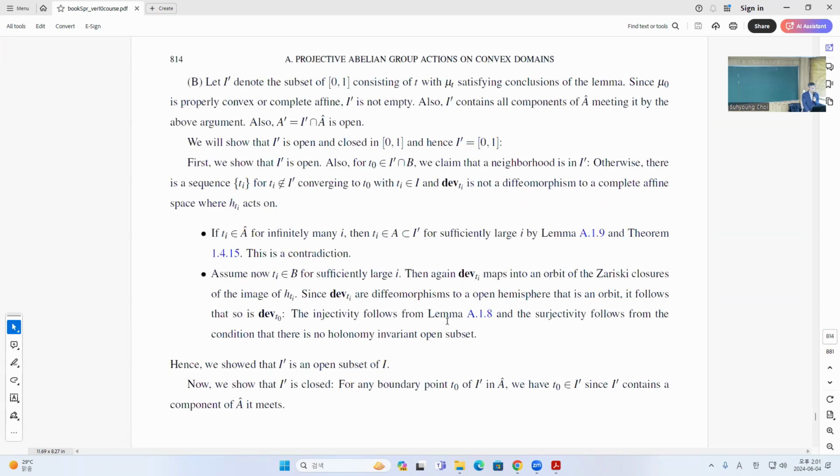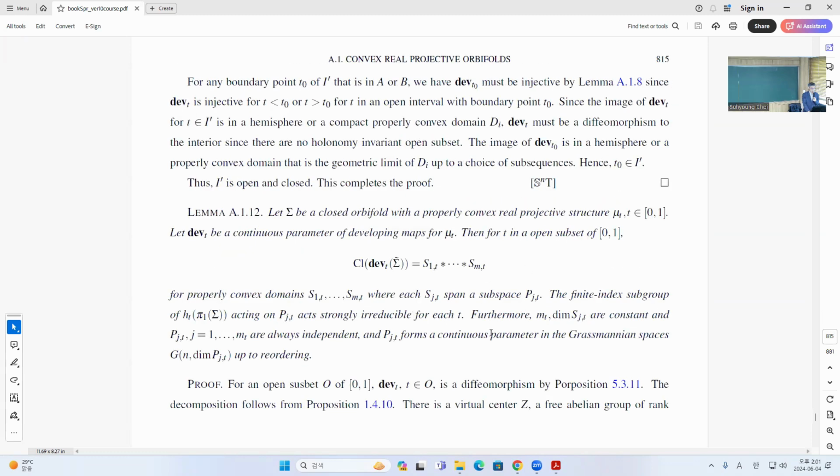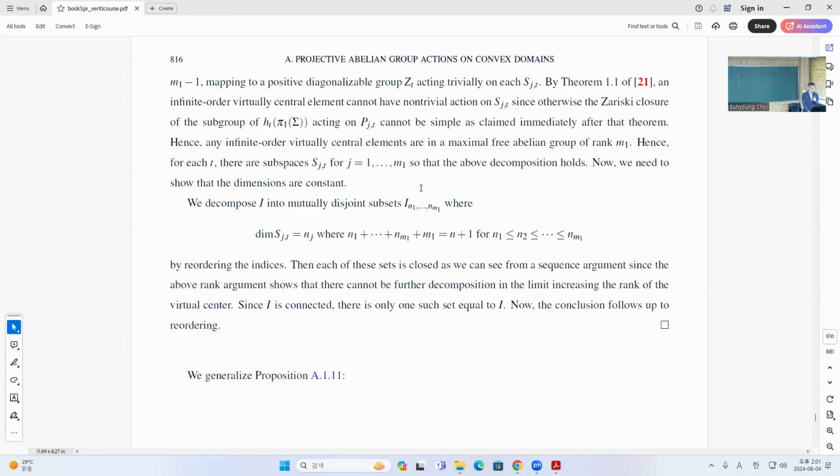Okay, and then for this lemma 8.112, you have some properly convex structure for mu t, then you can always write it like this as a join for a properly convex domain. And this is a span of some subspace, and these actions are strongly reducible, and these are constant values. These are essentially the idea of the Benoit. So you can just use Benoit's theorem, and the continuity is also clear.